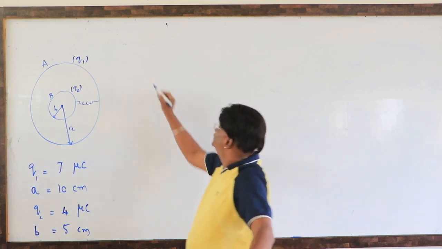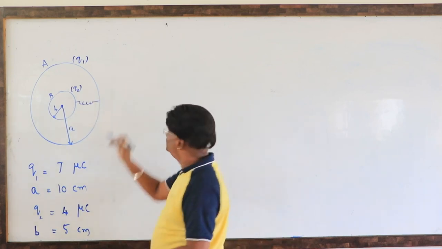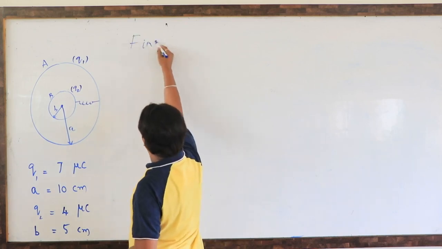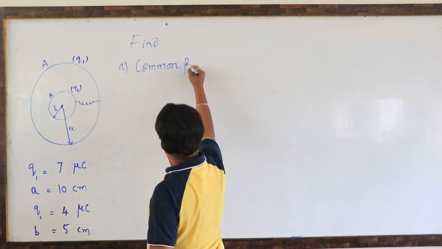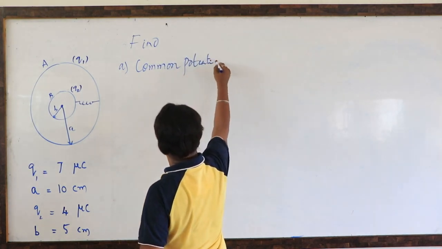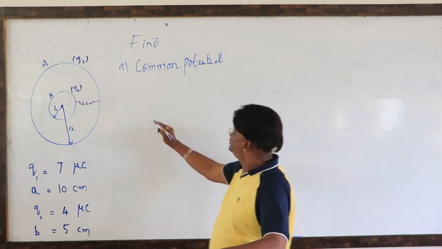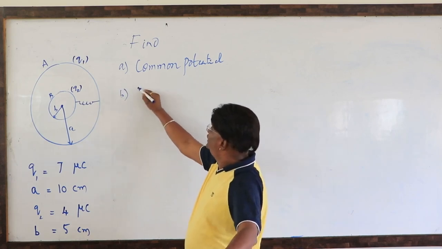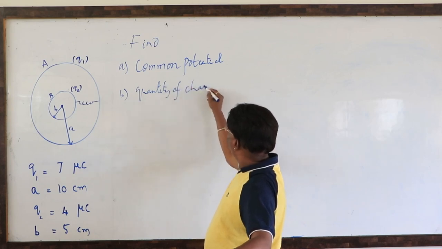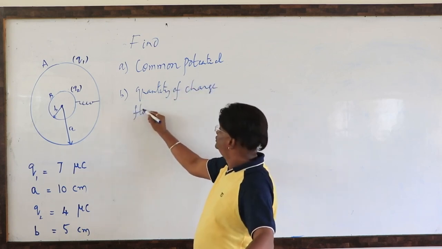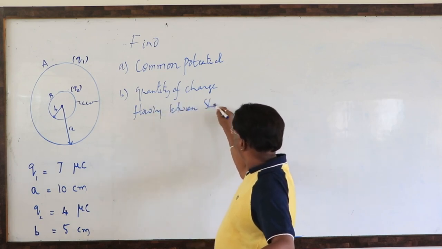The first one is, when A and B are connected by a conducting wire, find the common potential. Why here I called it common potential? We will have a discussion. It's a very, very important discussion. Next one is find the quantity of charge flowing between the shells.